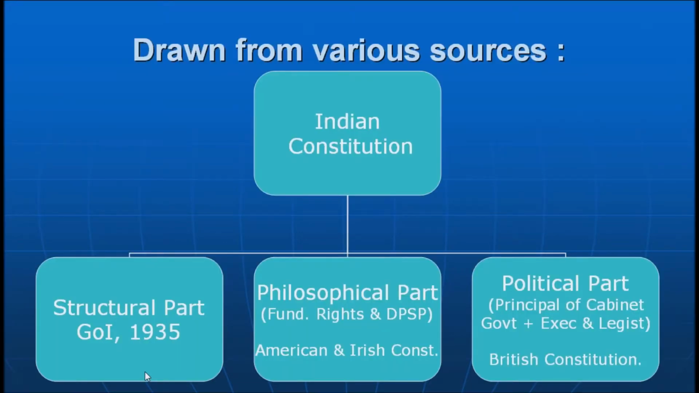Now, drawn from various sources: as I have already told you, the Indian Constitution is derived from various sources. For example, the structural part of the Indian Constitution has been taken from the Government of India Act of 1935. The philosophical part, like the fundamental rights of the citizen and the directive principles of state policy, has been taken from the American Constitution and the Irish Constitution. The political part of the Indian Constitution, like the principle of cabinet government and the relationship between the executive and legislature, has been derived from the British constitution.